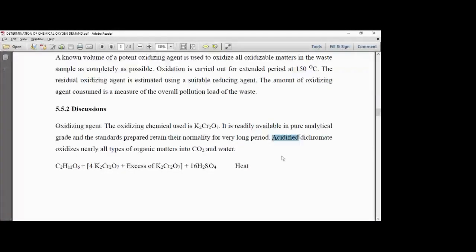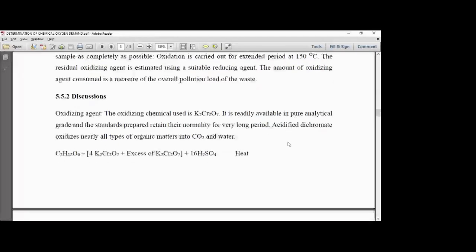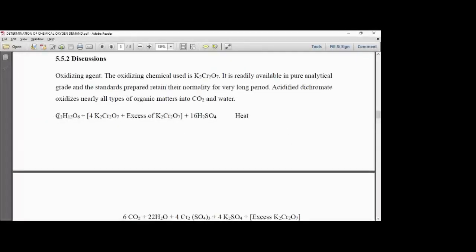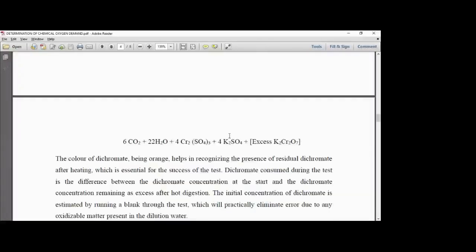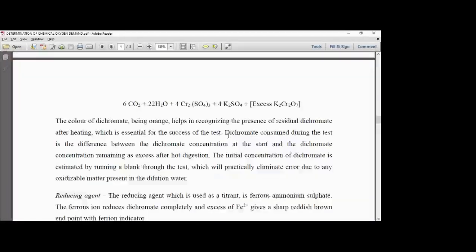Now they are saying that it is acidified. For the need of acidification, how much are we going to add? We are going to add 30 ml of H2SO4. Right? So here 30 ml of H2SO4 will be added particularly for providing the acidified condition. So the reaction that will be taking place is this particular reaction, which is being given here.